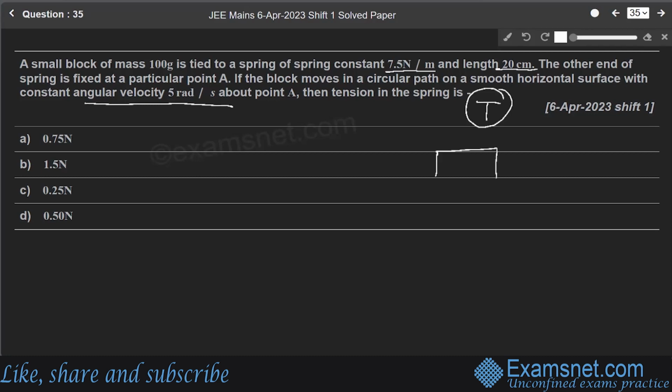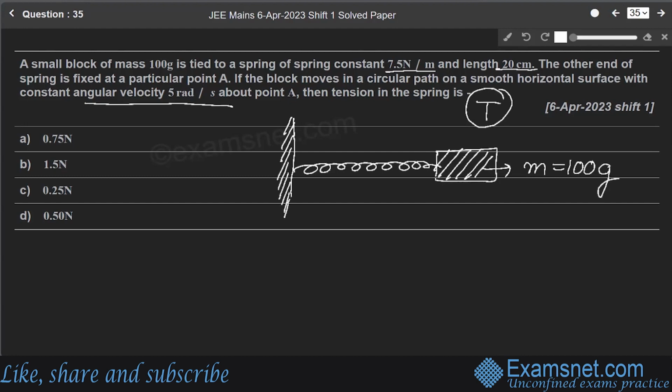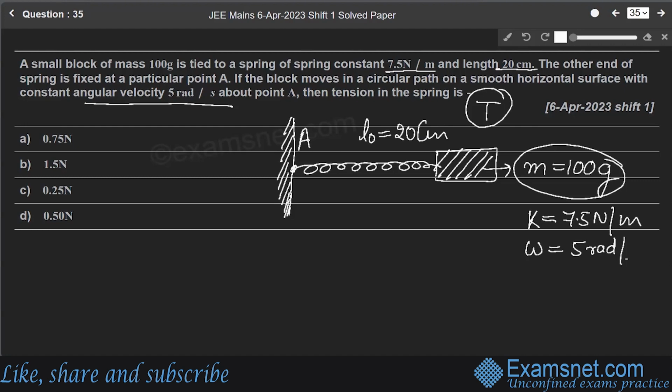Now, according to the question, we are given a mass m equals 100 gram. It is attached to a spring, and this spring is attached at the other end to a point, let us say point A. Since this spring is attached to the mass of 100 gram, there will be an elongation in the spring. Its initial length L naught is given as 20 centimeter, the spring constant K is given as 7.5 newton per meter, and the angular velocity is given as 5 radian per second.